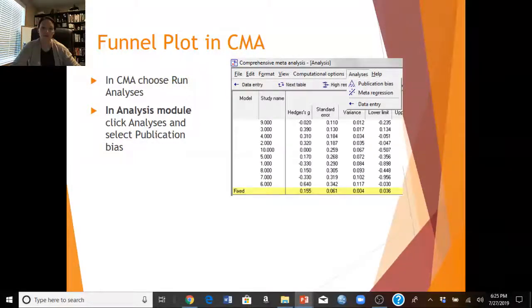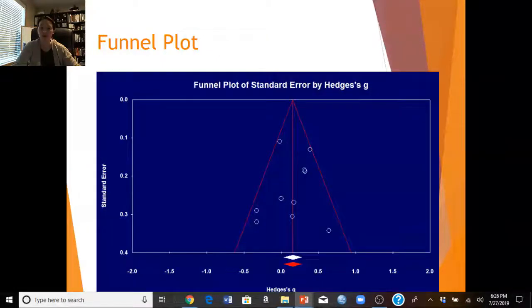So, getting to a funnel plot in CMA. Once you are in your database, you'll click Analyses, and then you'll click this Publication Bias tab here, and that will bring you directly to a funnel plot. And I will show you what that funnel plot looks like right here very briefly. And so this is our Wilson PowerPoint example again here. And this is our funnel plot. So this is showing us our effect sizes. It's plotting our effect sizes in relation to the standard error.